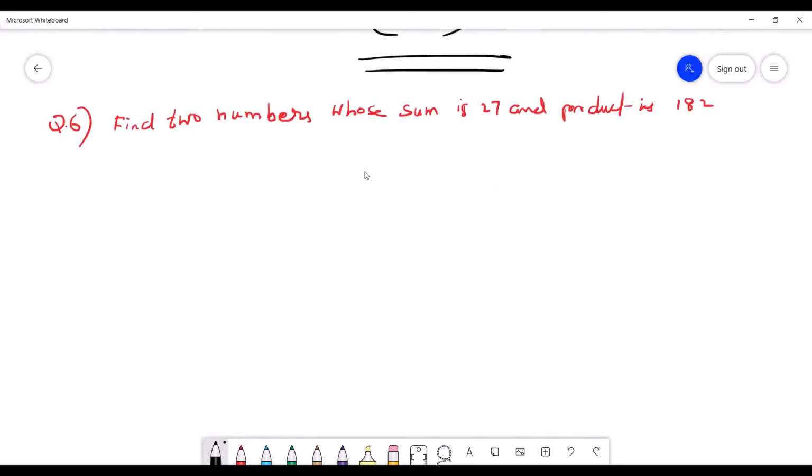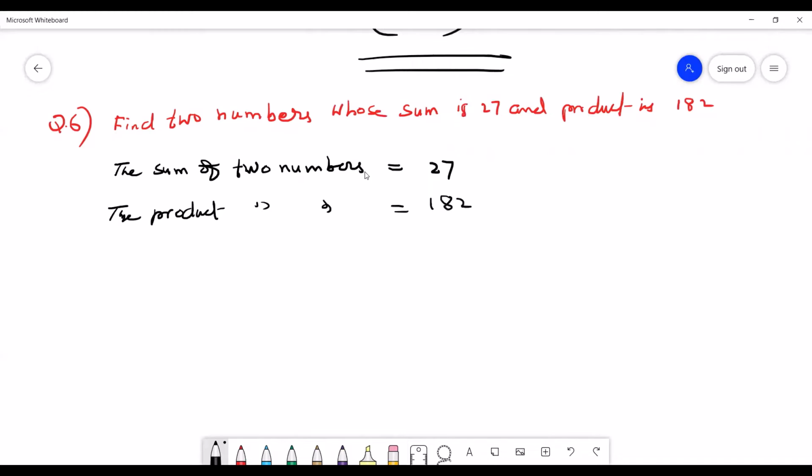In question number 6, two numbers we have to find, and the sum of the two numbers is 27 and the product is 182. The sum of two numbers is given as 27. In the same way, the product of these two numbers is given as 182.